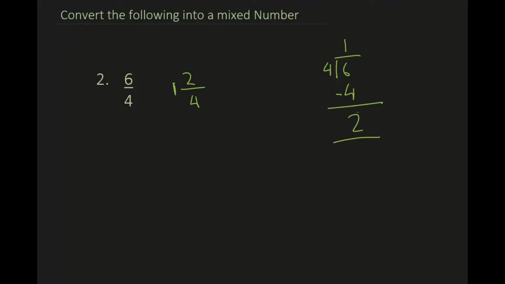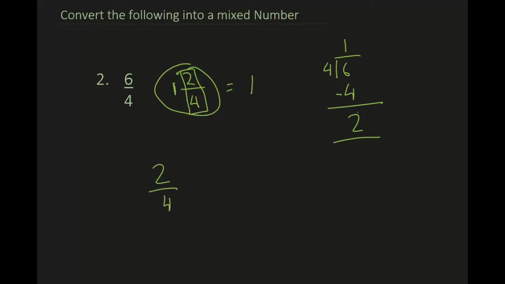But we're not done yet. Why? Because this can be simplified. 2/4 can be simplified. So the answer is 1 and 2/4. Well, this is also the right answer, but you always need to simplify it if it can be simplified. So 2 over 4.